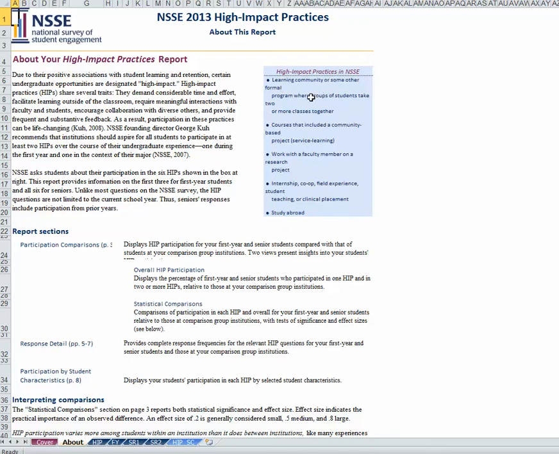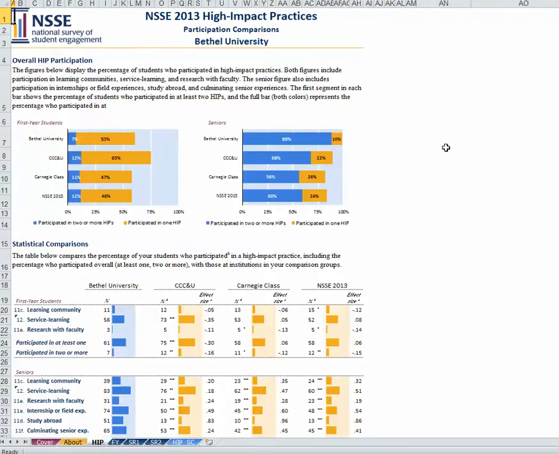Learning community or some other formal program where groups of students take 2 or more courses together. Courses that include a community-based project, such as a service learning type of project. Work with a faculty member on a research project, internship or field experience, some kind of practicum, and then study abroad experience. So you see here the high impact practices, the HIPs, that they describe.